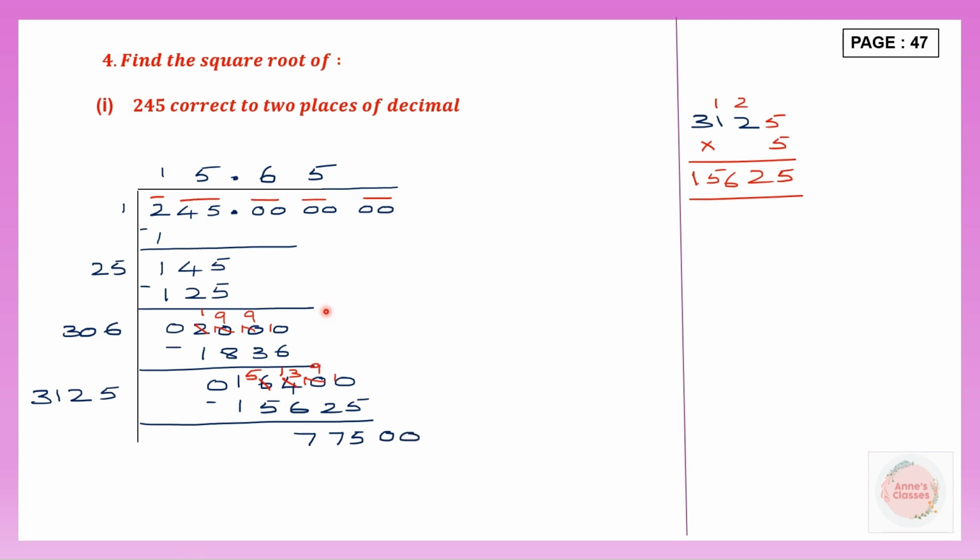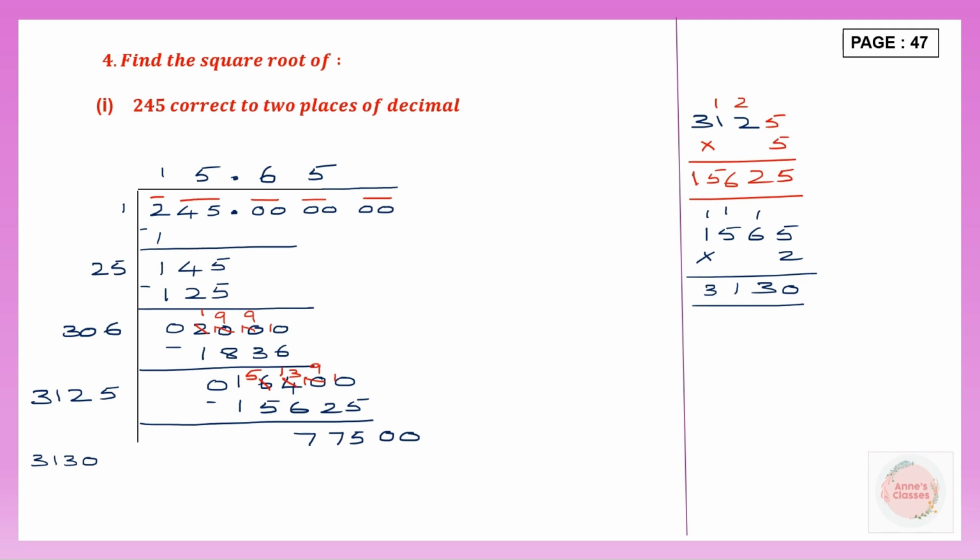So now what we're going to do is we're going to double this number. We're going to take it as 1565. Let's double it by multiplying it by 2. 2 5s are 10, carry 1. 2 6s are 12 plus 1, 13, carry 1. 2 5s are 10 plus 1, 11, carry 1. 2 ones are 2 plus 1, 3. So now we have 3130. So let's write that here.